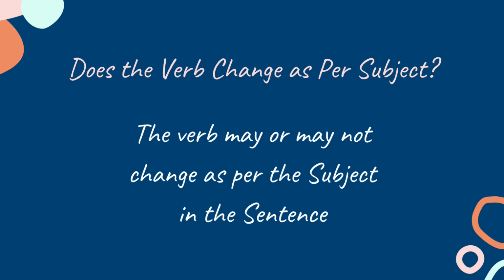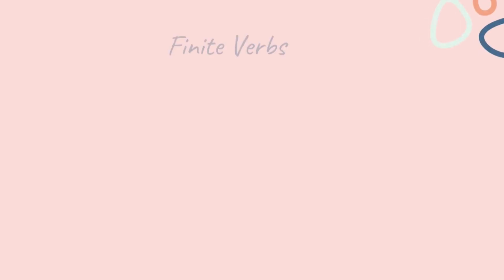One of the ways verbs are classified in any sentence is: does the verb change as per the subject? The verb may or may not change as per the subject in the sentence. Based on that, it may be categorized. Let's learn the two types now.